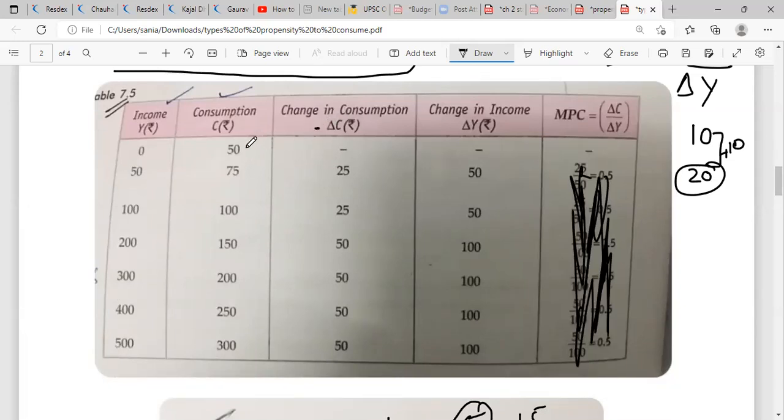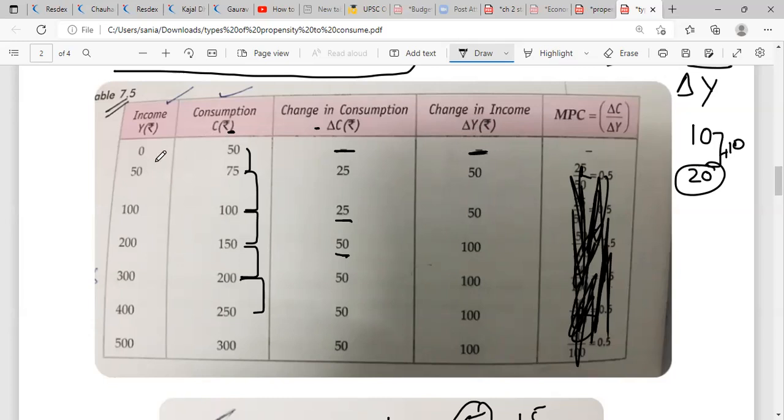Ma'am, how will you find delta C? Of course, you have to subtract. You can see earlier there was no value, so the first one will always be a dash. Clear? Now, how much is it changing? From 50 to 75, it's changing 25. From 75 to 100, it's changing 25. From 100 to 150, it is changing 50. From 150 to 200, changing 50. From 200 to 250, changing 50, like this. And this is the change in income.